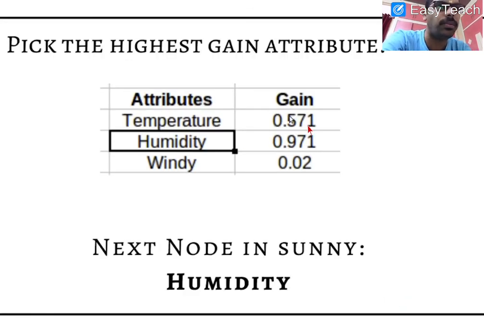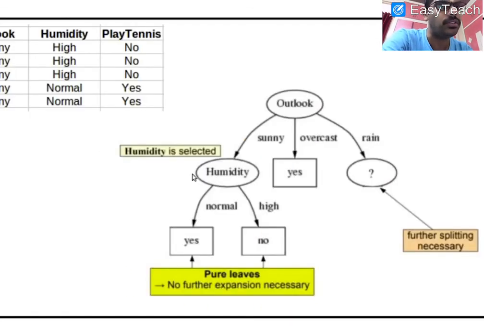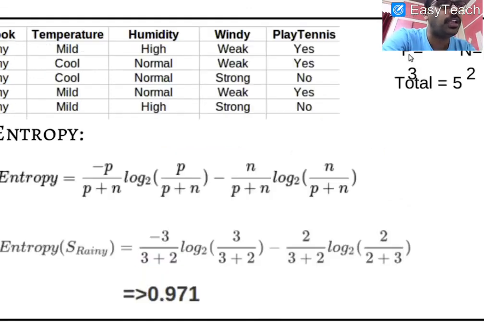Now the temperature is 0.571, humidity is 0.971, windy is 0.02. So what is the next node in sunny? Humidity will be the next node. So this is the highest value. So here we are going to decide it as humidity. Again what we are going to have: normal and high, yes class and no class. And here we need to decide again, and if it is rainy, again the temperature, humidity, windy.